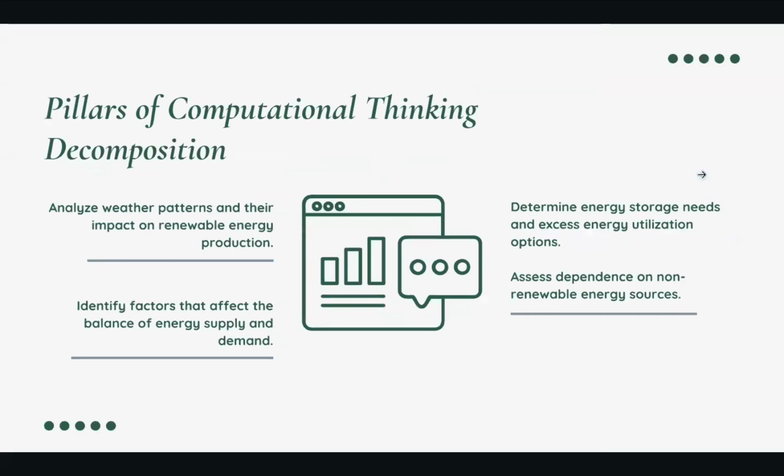And my name is Safira Zahra, and these are the pillars of computational thinking, starting with decomposition. First is to analyze weather patterns and their impact on renewable energy production, and then identify factors that affect the balance of energy supply and demand. And last but not least, determine energy storage needs and excess energy utilization options, and then assess dependence on non-renewable energy sources.